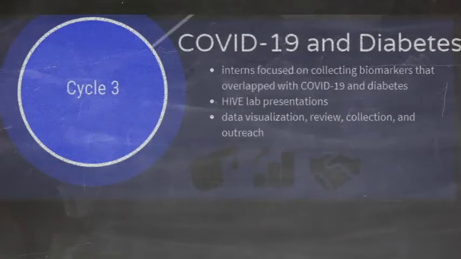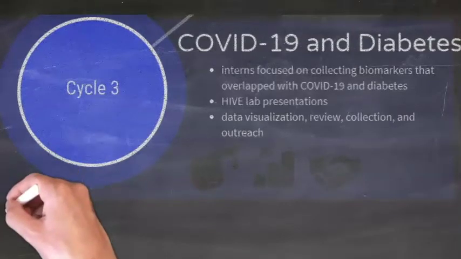Cycle 3 is focusing on similar subjects as Cycle 2 with interns divided into groups, each focusing on a different section of COVID-19 biomarkers. These include overlap of COVID-19 with cancer, overlap with diabetes, and new biomarkers. Each cycle also had weekly social sessions in which team exercises as well as talks by the Hive lab members took place.